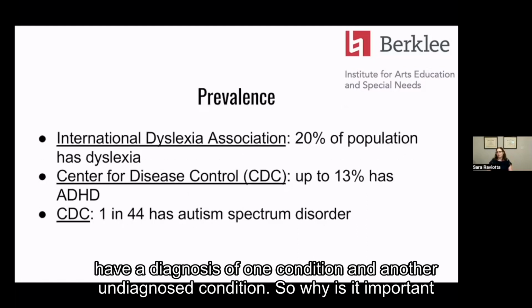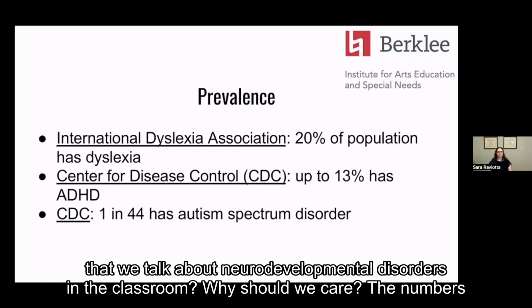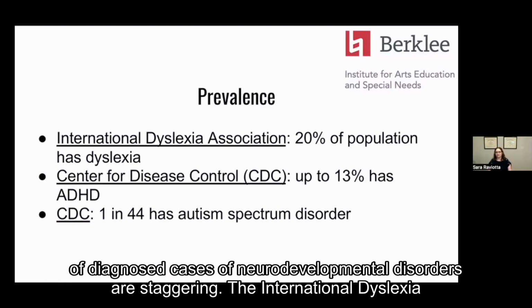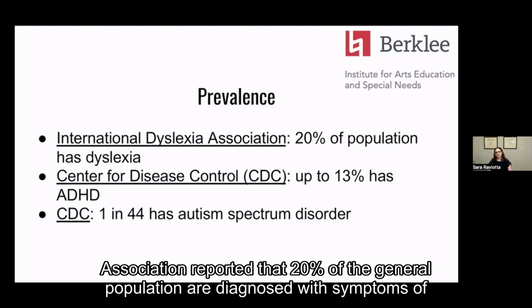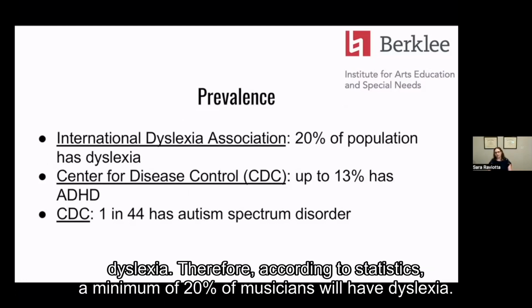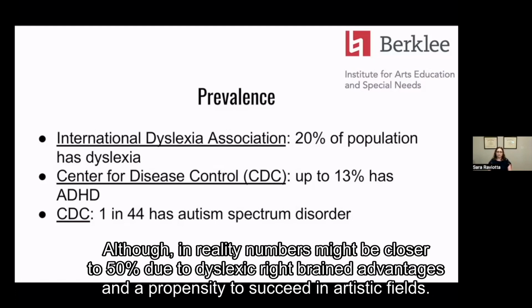So, why is it important that we talk about neurodevelopmental disorders in the classroom? Why should we care? The numbers of diagnosed cases of neurodevelopmental disorders are staggering. The International Dyslexia Association reported that 20% of the general population are diagnosed with symptoms of dyslexia. Therefore, according to statistics, a minimum of 20% of musicians will have dyslexia, although in reality, numbers might be closer to 50%, due to dyslexic right brain advantages and a propensity to succeed in artistic fields.